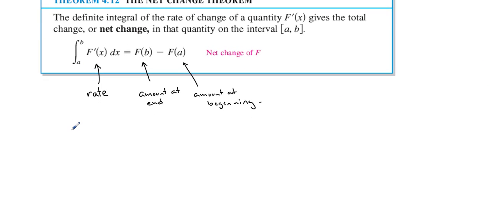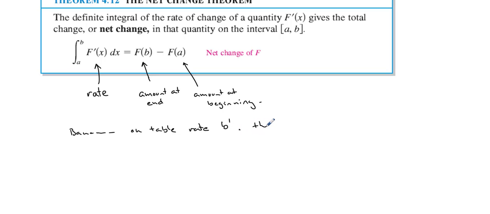We'll stick with bananas. Bananas are added to a table at a rate of B prime. Who needs filler words? This is math, we know what's going on. Bananas are being added onto the table at a rate of B prime. Okay.